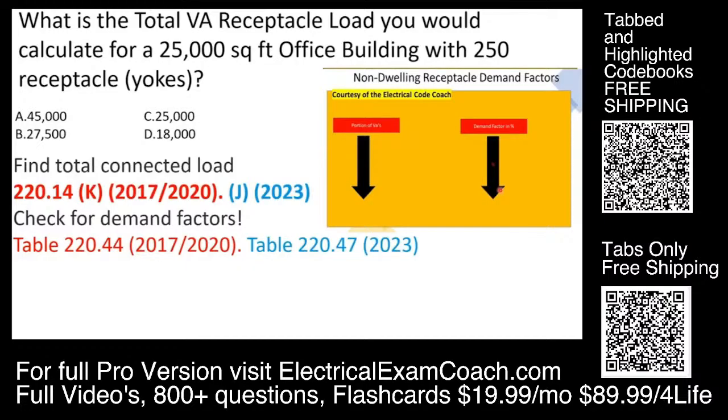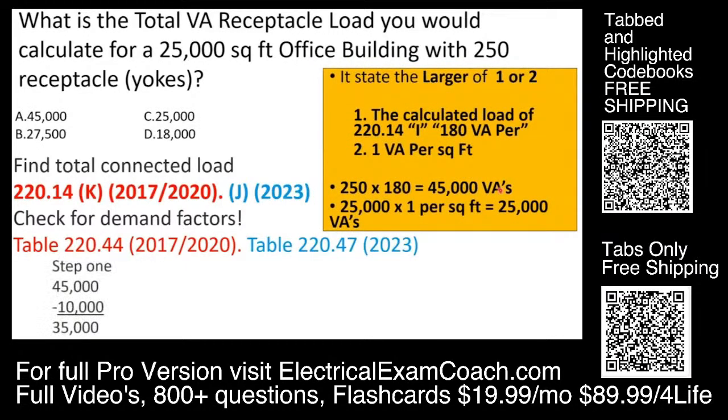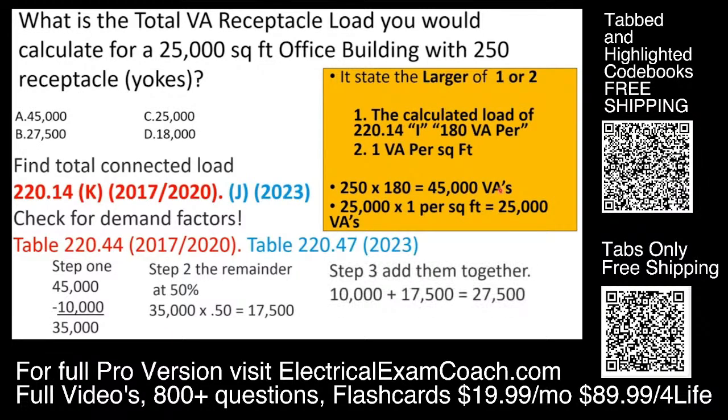Let me break it down one step at a time. What this table tells us to do is to take our first 10,000 VAs at 100%. Then we take that remainder and multiply it by 0.50, and then we can't forget to add the 2 back together. We take the 10,000 that we set to the side, we take the new reduced load, we add them together, and we get 27.5, and we select B. Great job.